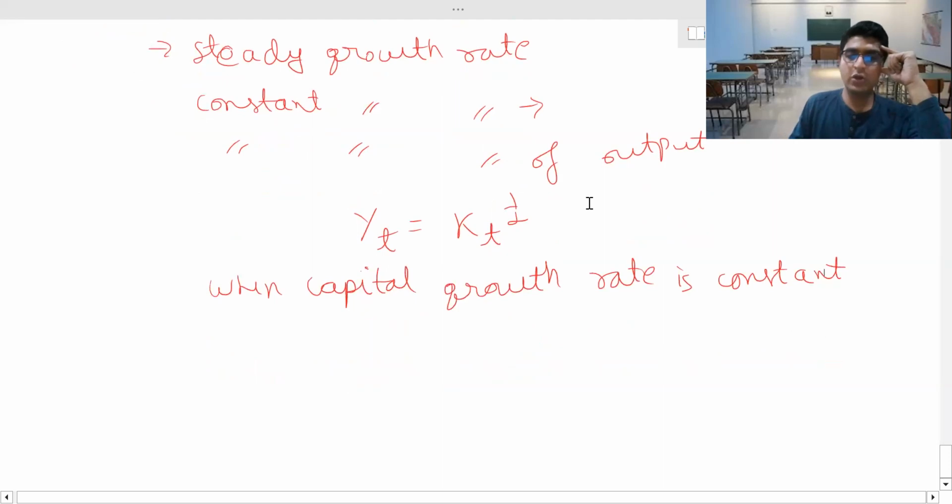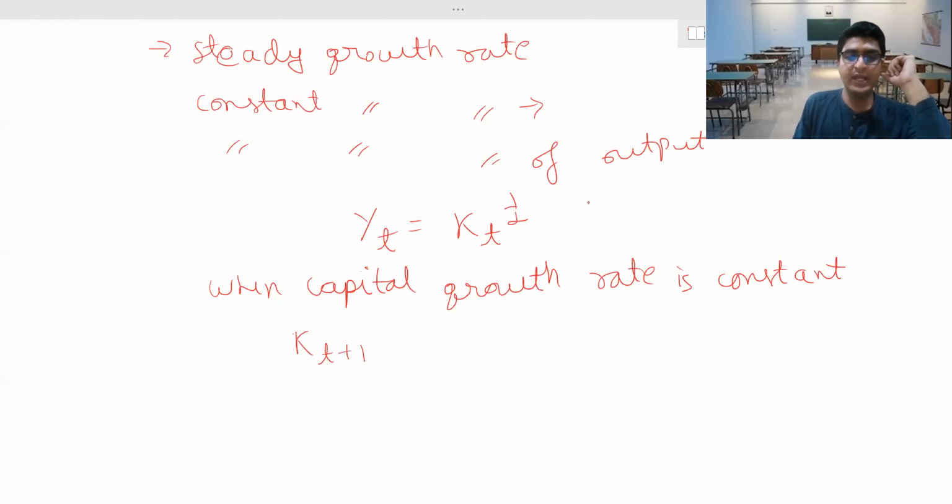कैपिटल का ग्रोथ रेट कांस्टेंट कब होगा? ग्रोथ रेट क्या होता है? (K_{t+1} - K_t) upon K_t. This is the growth rate. Okay. I want this to be a constant. And particularly, I want that constant to be 0.